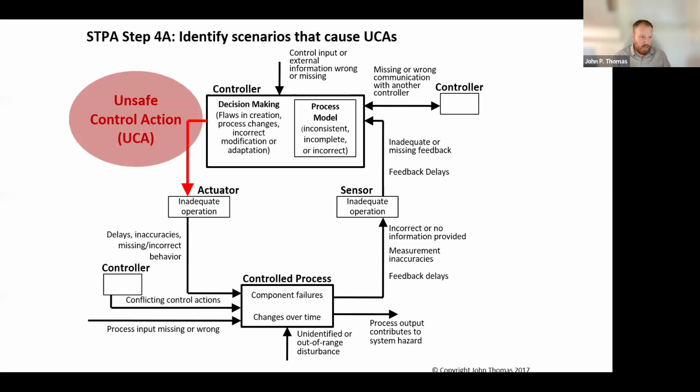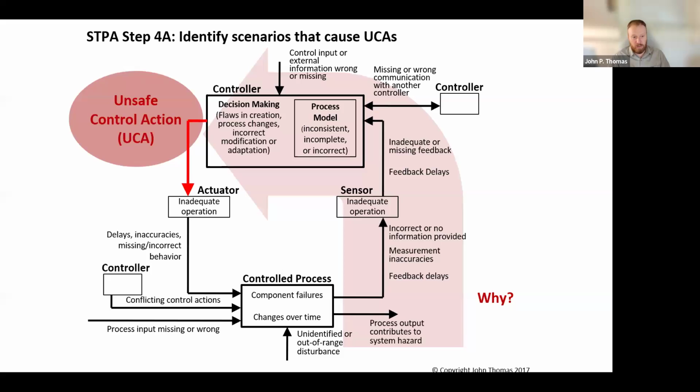We exit step 3 with a set of unsafe control actions, and we begin step 4 by identifying scenarios that have something to do with those UCAs. So we can go backwards, starting from the UCA. This is a control loop, which you'd be familiar with from STPA step 2 and 3.